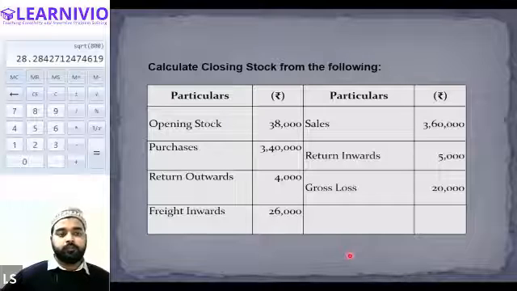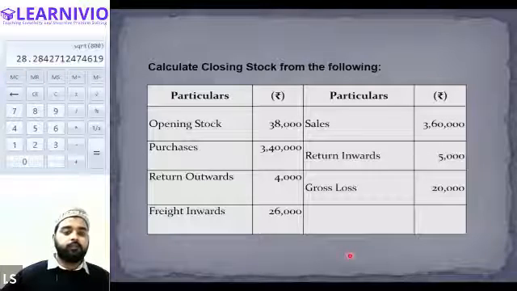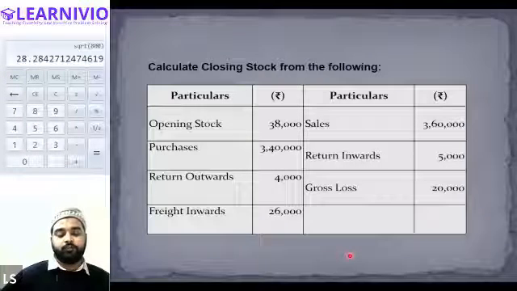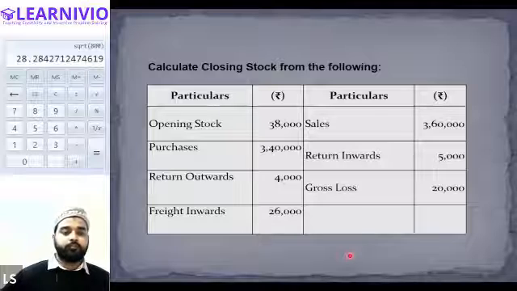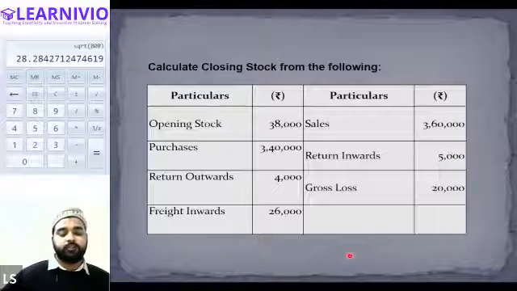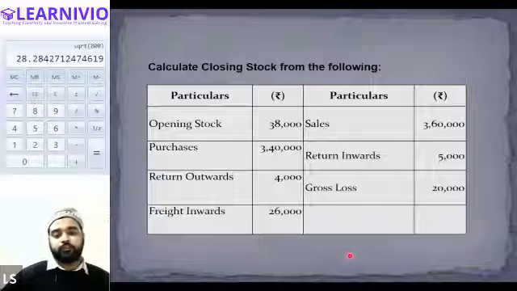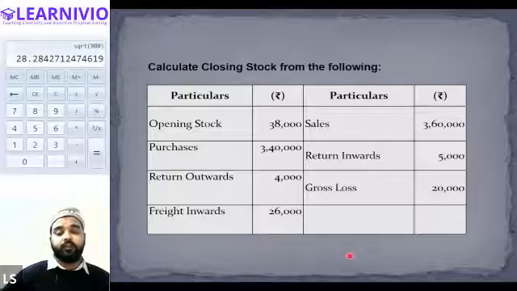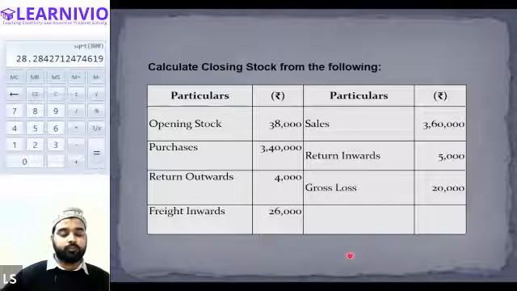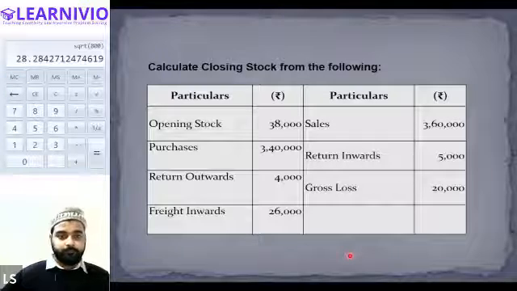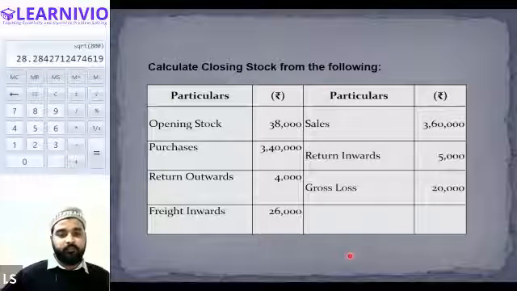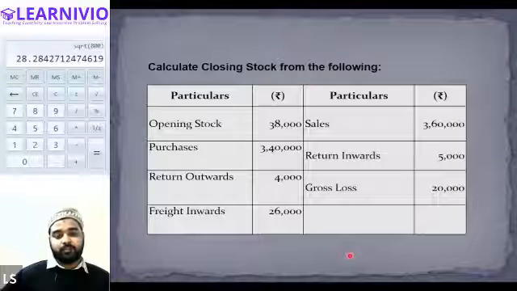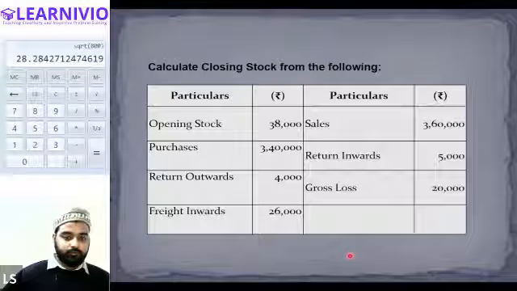So guys, one thing you should keep in mind: in order to find out the cost of goods sold, what do we actually do? We usually calculate cost of goods sold by reducing the profit from the value of the sales. So the formula is net sales minus gross profit. But if gross loss is given in the question, then we will add the gross loss, that is, sales plus loss, to find out the cost of goods sold.